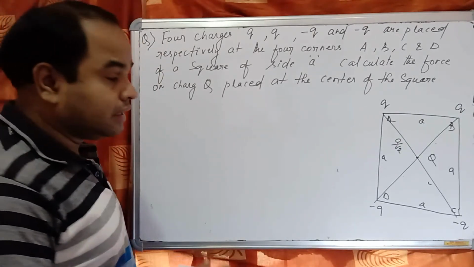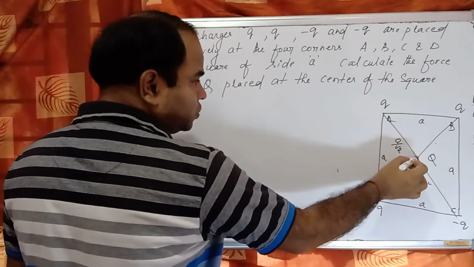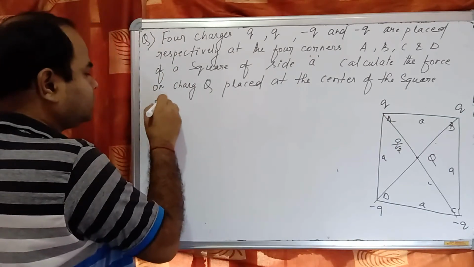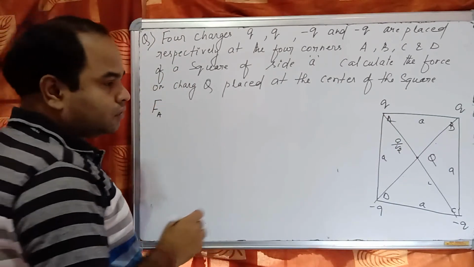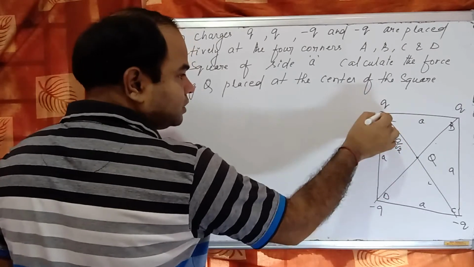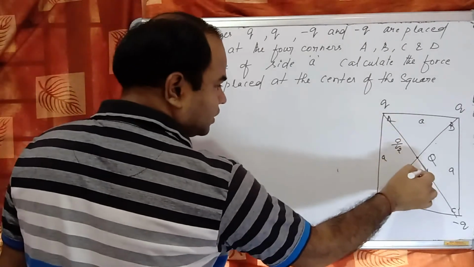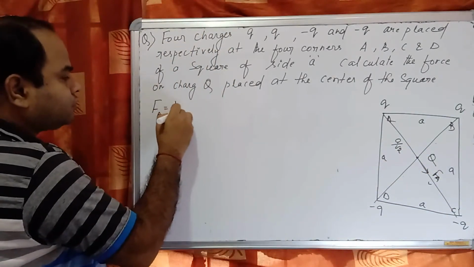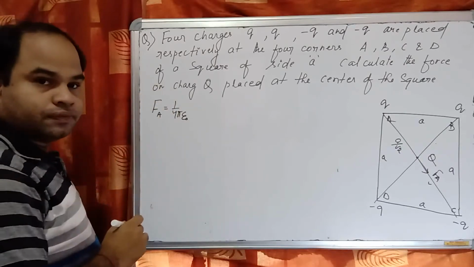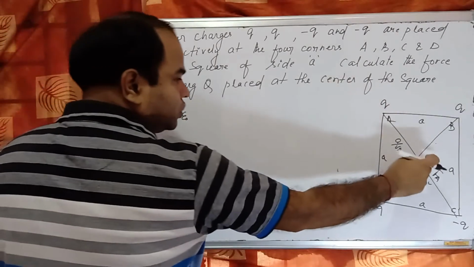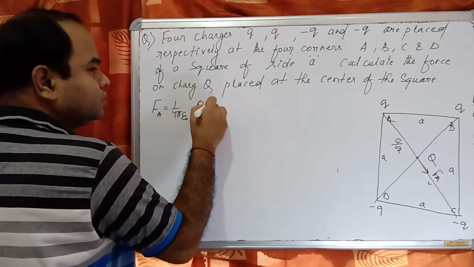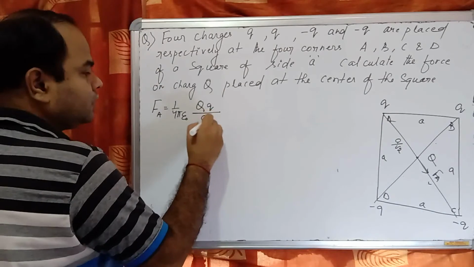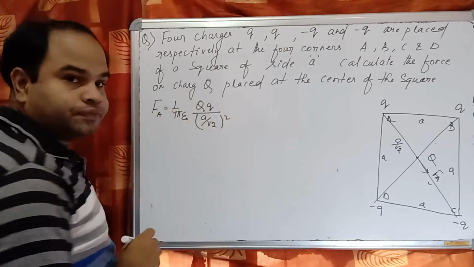Now let us find the force on charge Q due to the charge present at A. Let us say this is FA. Charge Q will be repelled by the charge at A. So FA will be 1 by 4 pi epsilon naught, charge is Q, and the distance is A by root 2, the whole square.